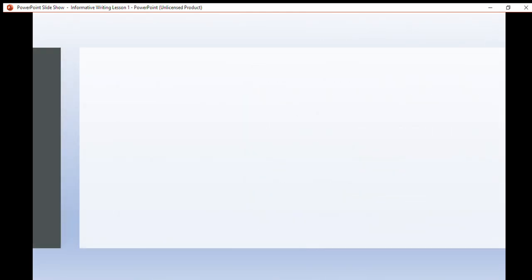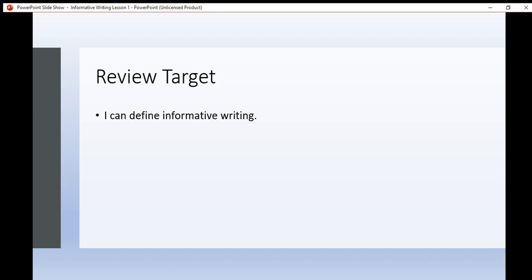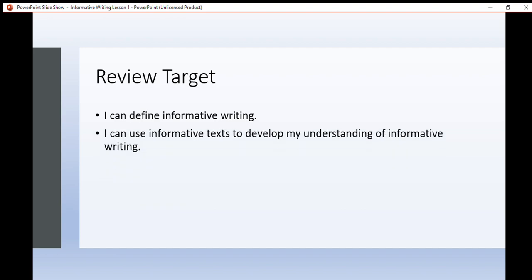So now that we've gone through different informative texts and made a list of what we'll need in our own informative writing, let's review our target. I can define informative writing. We already defined informative writing as a non-fictional text, so you should be able to do the same. Our second target was, I can use informative texts to develop my understanding of informative writing.